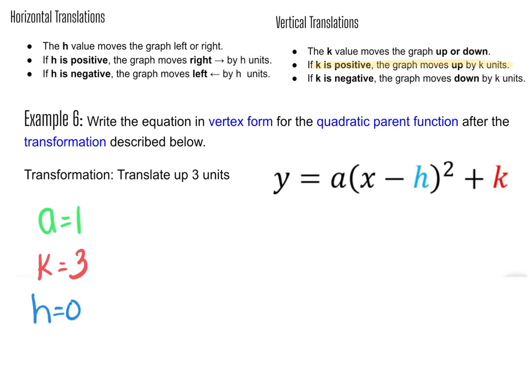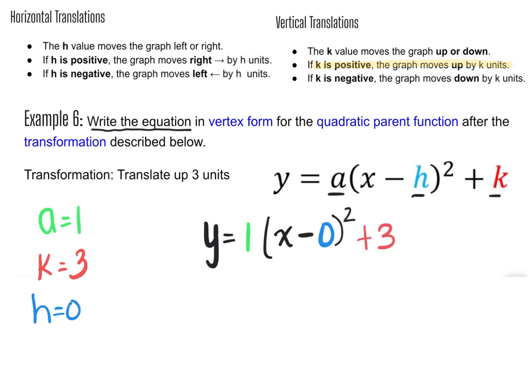And again, because we want to write an equation, I'm just going to write the equation by filling in a, h, and k with my numbers. So y is equal to, a is the number 1, parentheses, x and minus all stay, h is the number 0, close parentheses squared, and then k is positive 3.